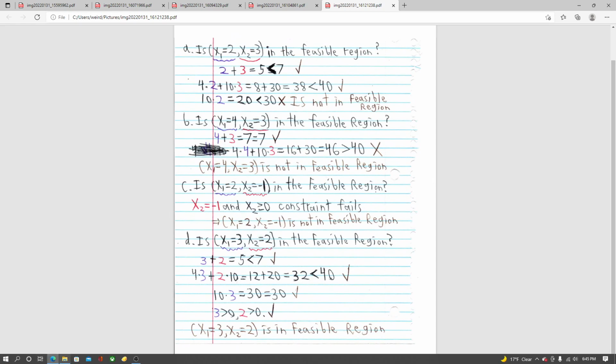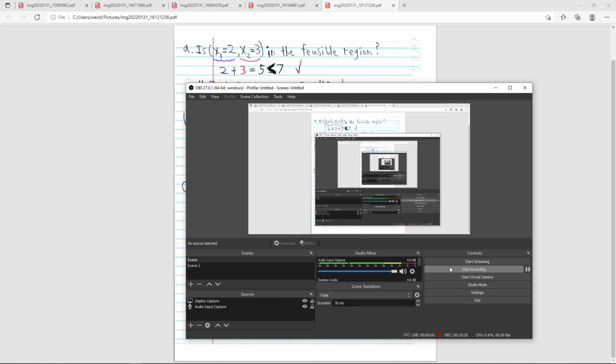And that's it for this topic, just showing off the basic setup of an LP and some of the properties.